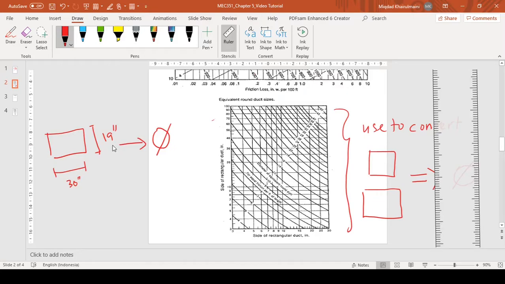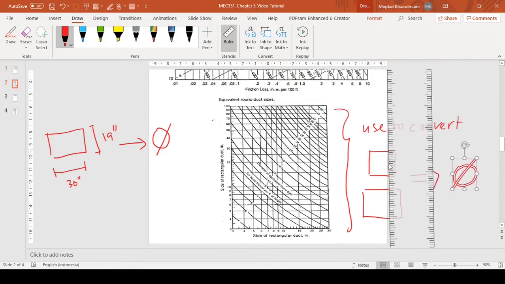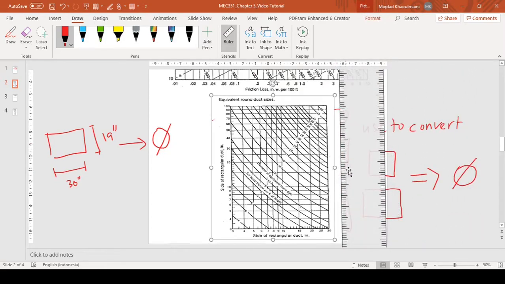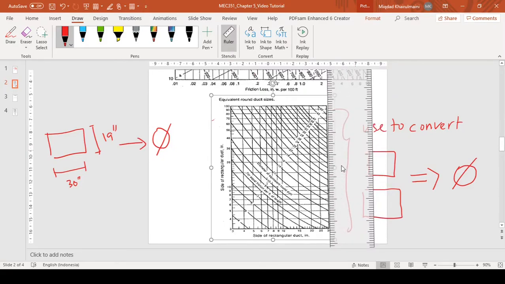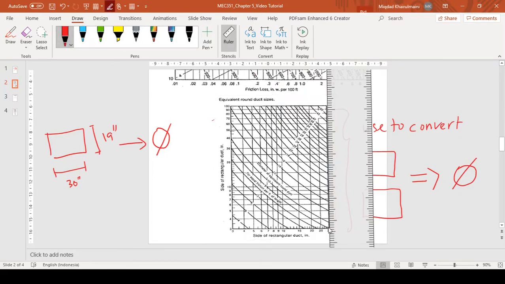Using the ruler, let's say here 30 inches. So we have the value for 30 inches here. Then we need to find the value for 19 inches. Although we know that the 30 inches is at the end here, we can still draw the line. So draw the line here, a straight line.